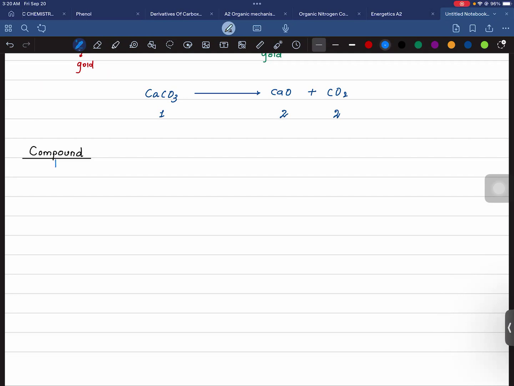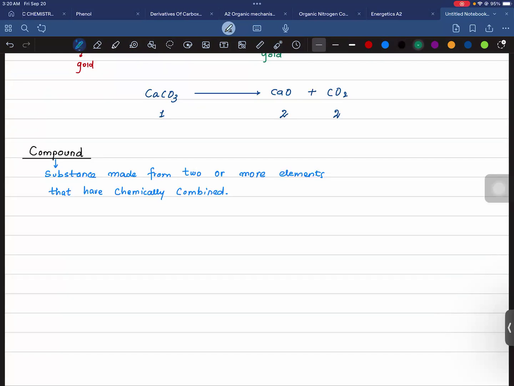Basically, a compound is a substance made from two or more elements that have chemically combined. Chemically combined means that they cannot be separated easily.